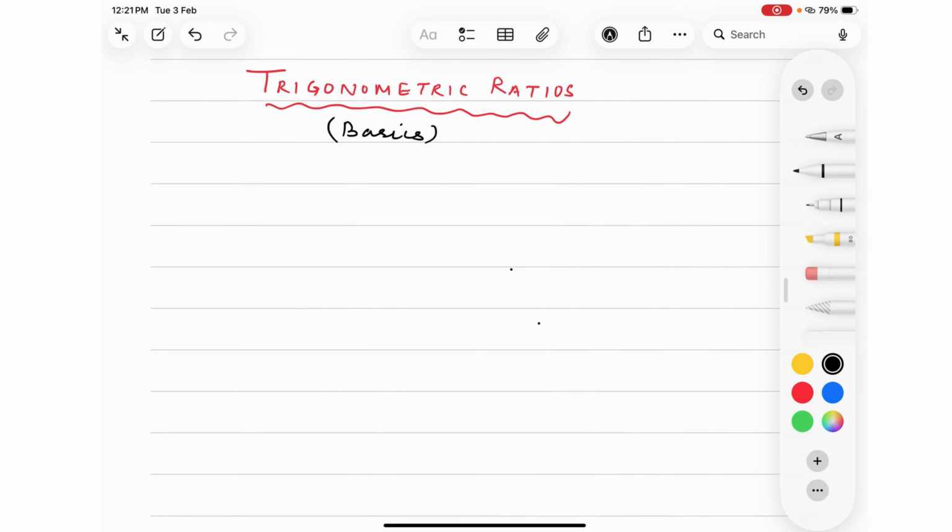Now the first chapter of trigonometry is trigonometric ratios, that is, the basics of trigonometry. Before we start the basics of trigonometry, we all should know what is the meaning of coordinate axis. What is the meaning of coordinate axis?